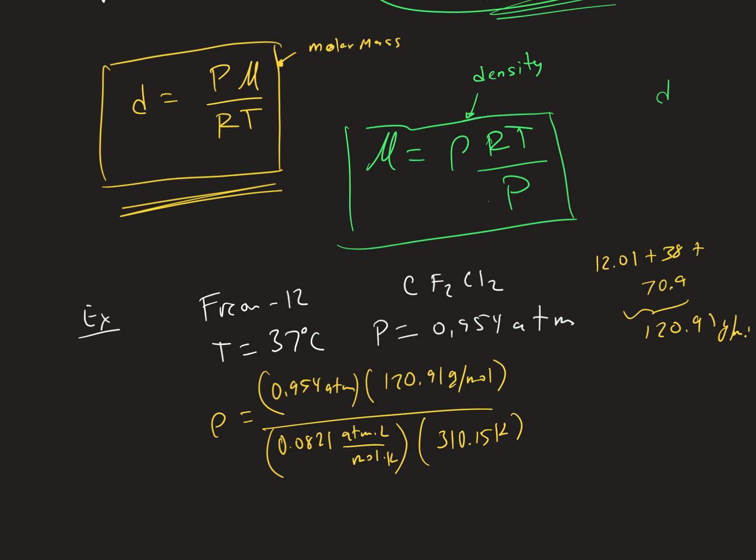So a lot of these, it's not hard plugging and chugging. You just have to do a lot of conversions, right? Sometimes. And we can see that atm goes away, moles go away, Kelvin goes away, we're left with grams per liter, and that's the unit of density, which is 4.53 grams per liter. How are we feeling? Are we going too fast?